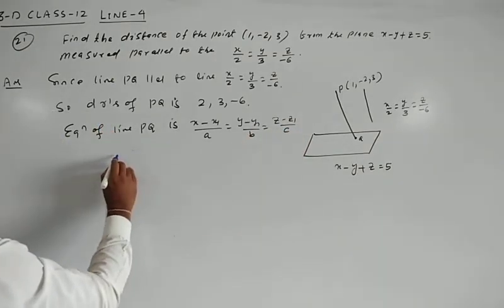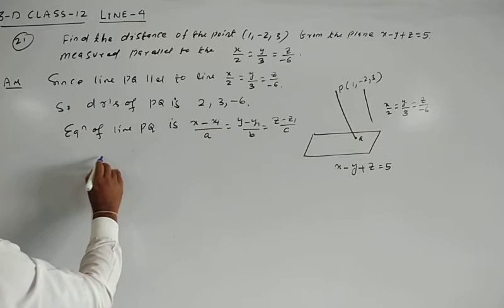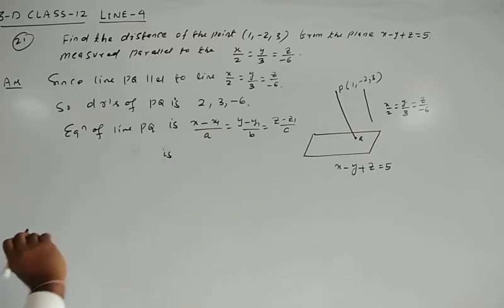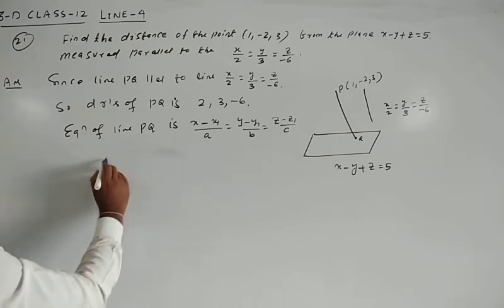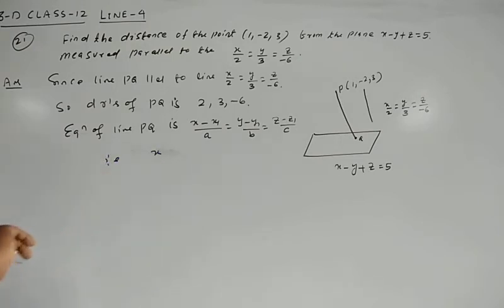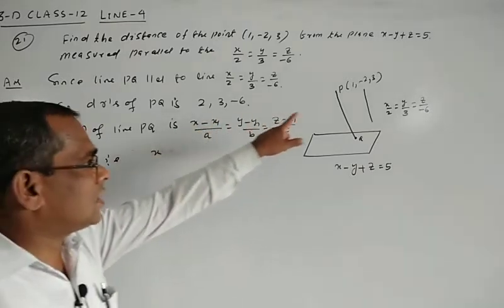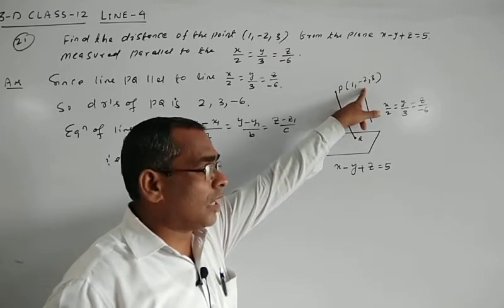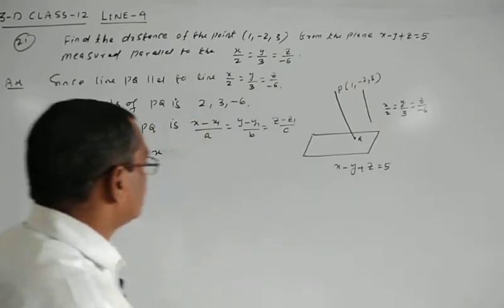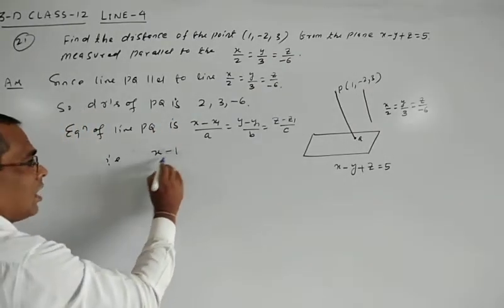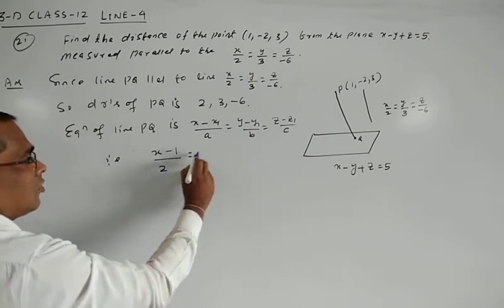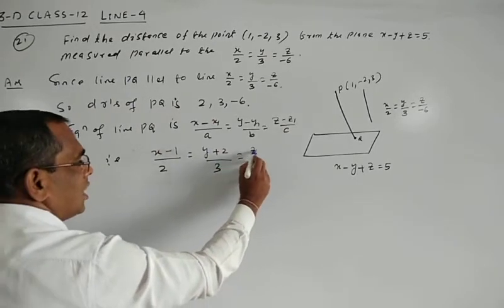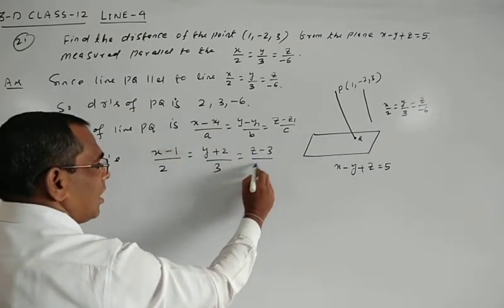Here x1 is equal to 1, y1 is equal to minus 2, z1 is equal to 3. So the equation is x minus 1 by 2 equal to y plus 2 by 3 equal to z minus 3 by minus 6.